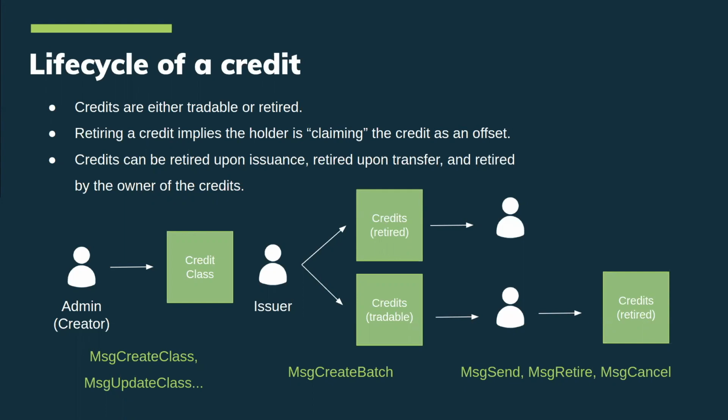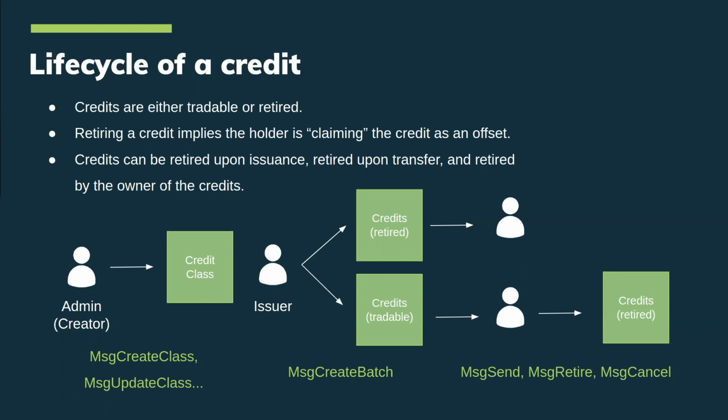So when you create a credit batch, you can create a credit batch with tradable and retired credits included. You could retire all the credits upon issuance. You have the option to specify how many credits will be either tradable or retired. And this is also possible when you're sending credits to another address. So if you're the owner of credits and you have, say, 20 tradable credits, you want to retire 10 of those credits upon transfer to another account. So you can send 10 tradable credits and 10 credits that retire upon transfer.